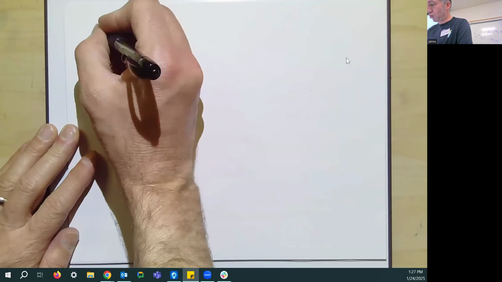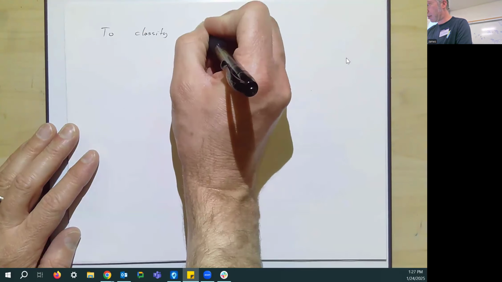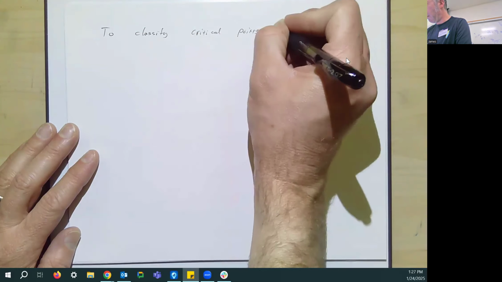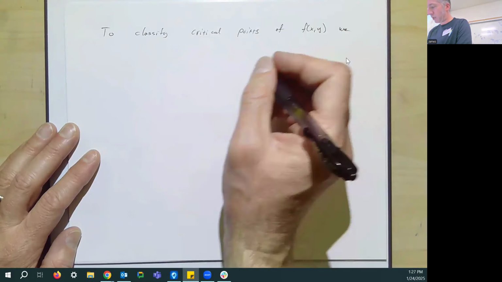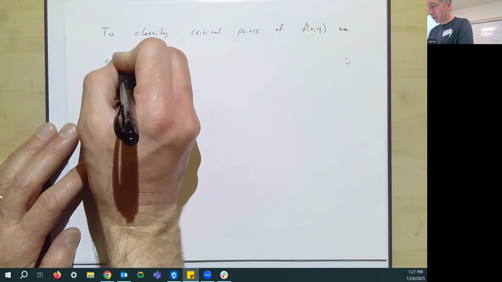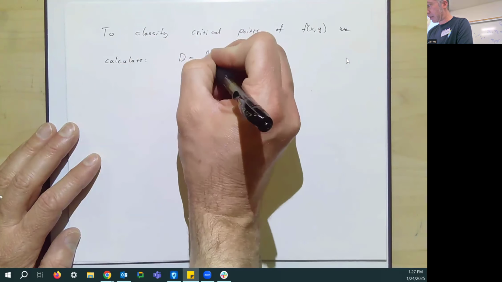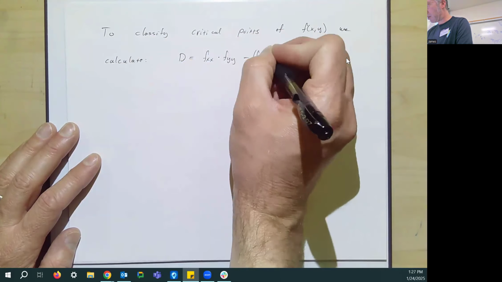So to classify critical points of functions of two variables, we first calculate D, which is equal to fxx times fyy minus fxy squared.